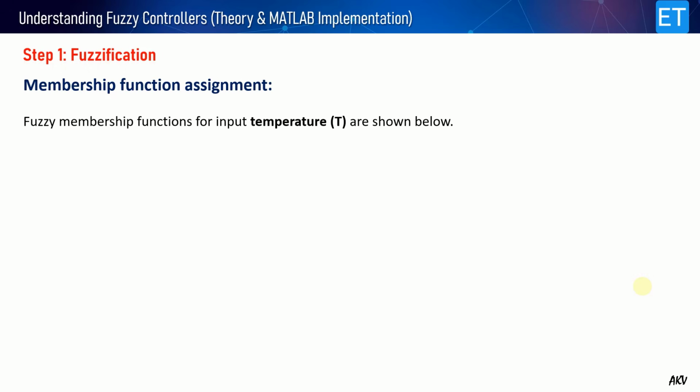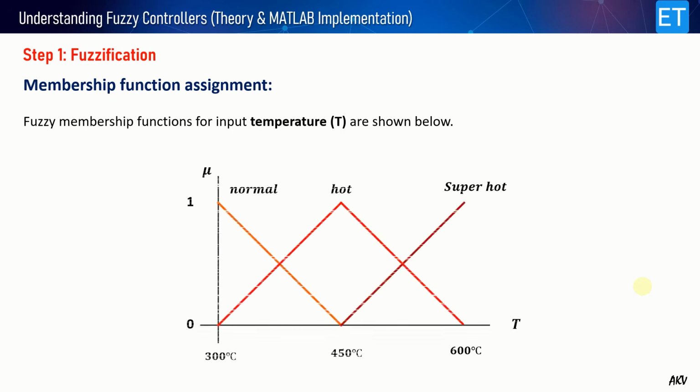So now let's talk about the membership function assignment, that is, how we can assign the membership functions for both the inputs. First we'll talk about the temperature. This is how we have assigned the membership functions. Here we are using the triangular membership functions. You can use other shapes also. For three linguistic parameters, normal, hot, and super hot, we are assigning these membership functions.